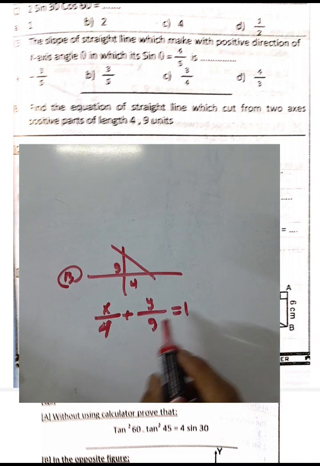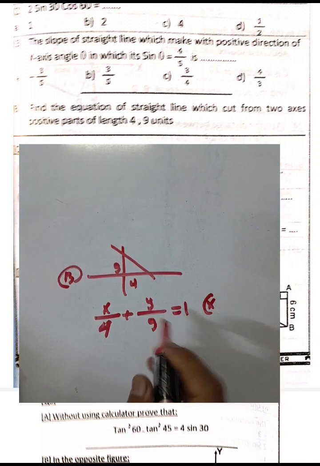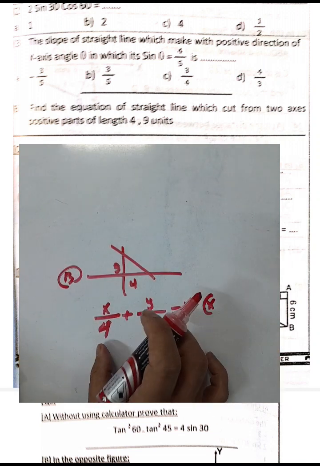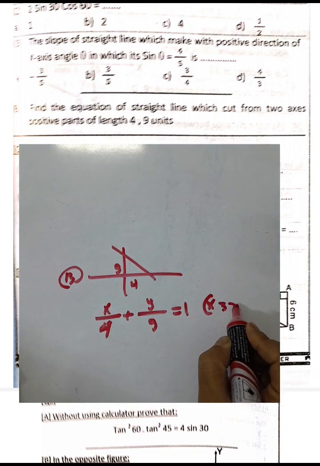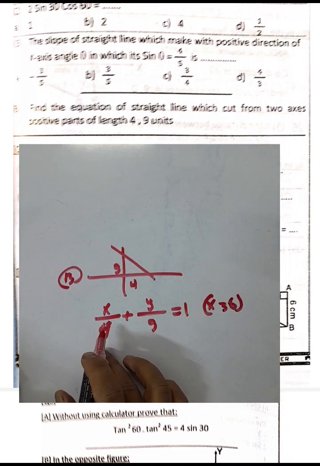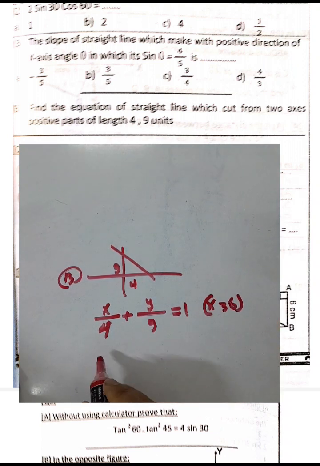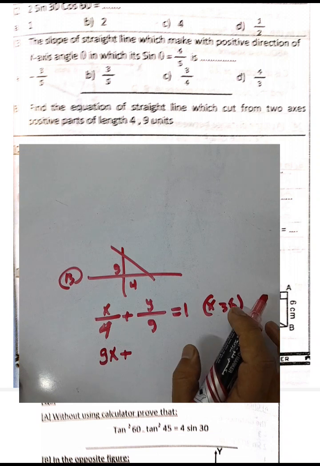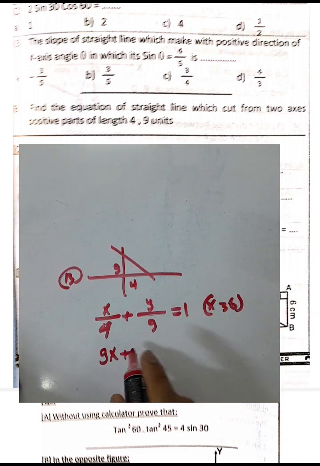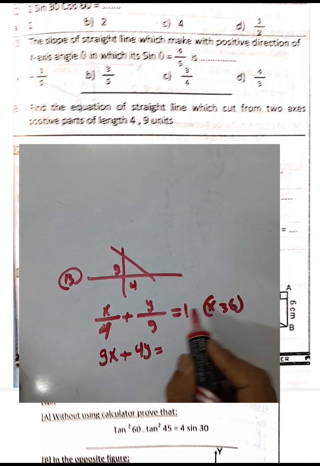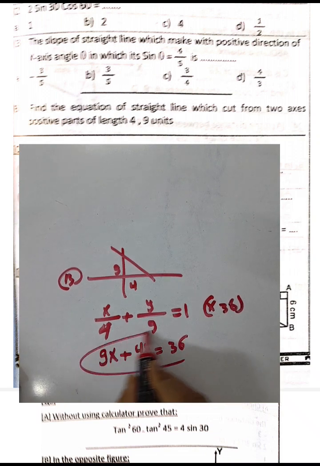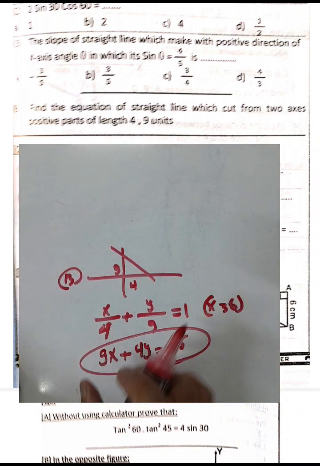Or you can simplify it by multiplying by the least common multiple of 4 and 9, which is 36. 36 divided by 4 equals 9, and 9 times x is 9x. 36 divided by 9 equals 4, and 4 times y is 4y. And 36 times 1 is 36. Okay, use this form or the other form, as you like, for this equation.